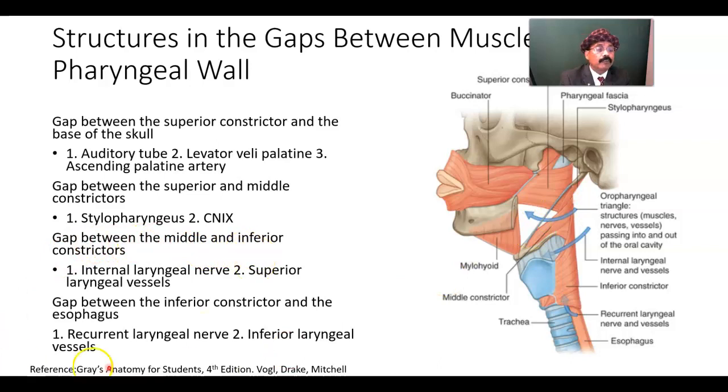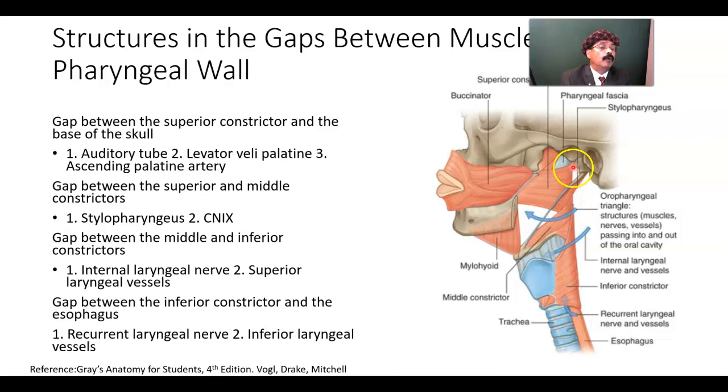Gap between the middle and inferior constrictor: this is the middle constrictor, inferior constrictor. We have the internal laryngeal nerve and superior laryngeal vessel. Here is that passage, an opening in the thyrohyoid membrane, and through this opening the internal laryngeal nerve and the superior laryngeal vessel pass. Gap between the inferior constrictor and the esophagus: we have the passage of the recurrent laryngeal nerve and inferior laryngeal vessels.